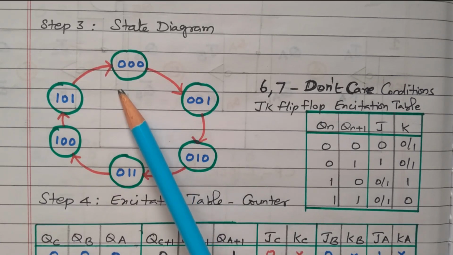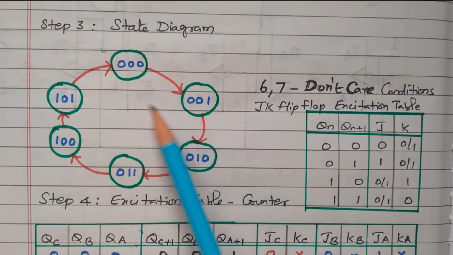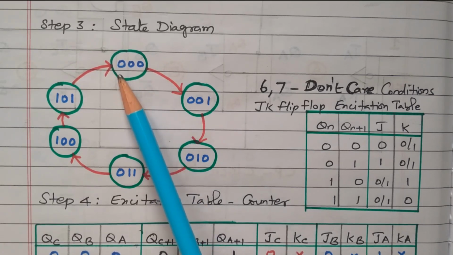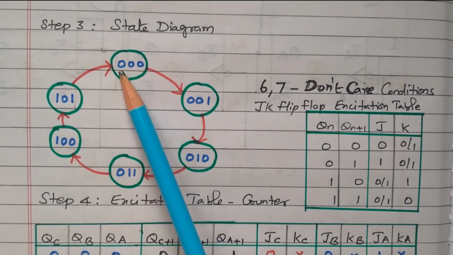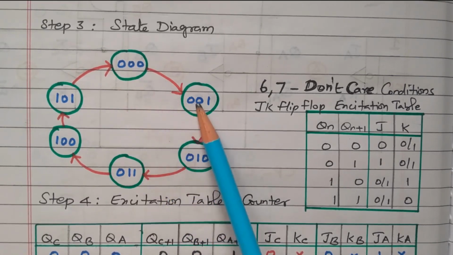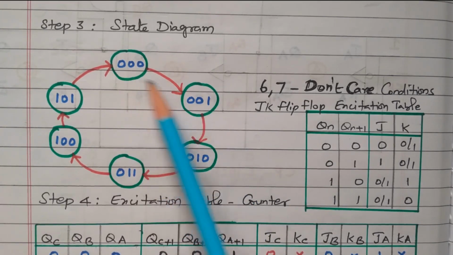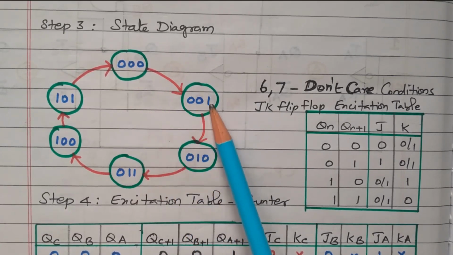From the state diagram, this is the current state and this is the next state. We are going to use 3 flip flops, which you can call C, B and A. For the first transition, 0 0 0 to 0 0 1: flip flop C changes from 0 to 0, B changes from 0 to 0, so for B and C there is no change. For the A flip flop, it changes from 0 to 1.